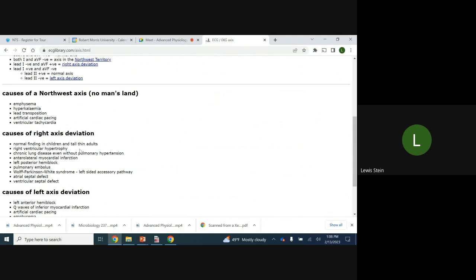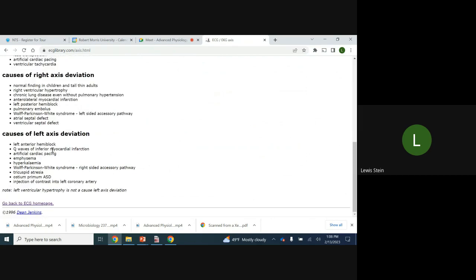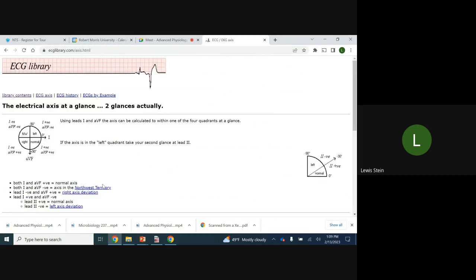Right axis deviation, maybe a finding in children or tall, thin adults. Right ventricular hypertrophy, just to name a few, pulmonary embolus. Left axis, okay, emphysema again, tricuspid atresia, injection of contrast materials, which we used to use when we did arteriography. Those are just examples of something as simple as this.